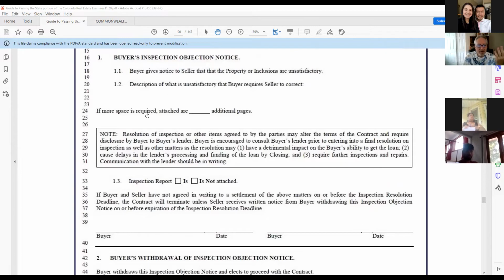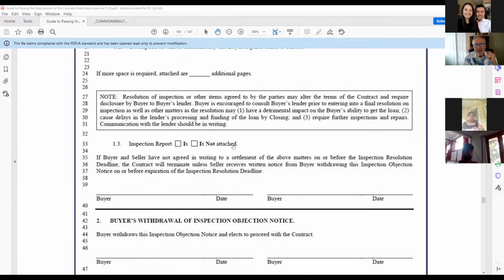Okay. You may or may not attach the report. Remember the report, who pays for that inspection report? The buyer does. So it's the property of the buyer. It's not required for them to share that report. It's up to them if they want to. If they do, then you can include it in this objection. So you check the box if it is.